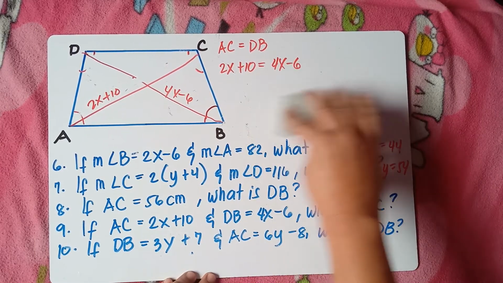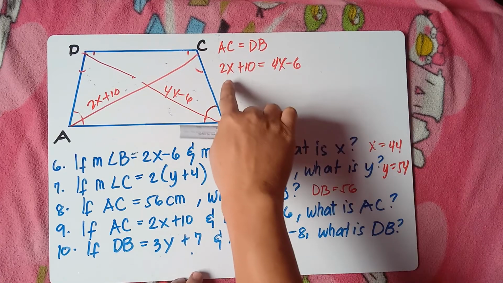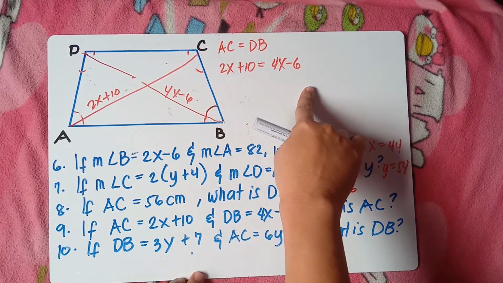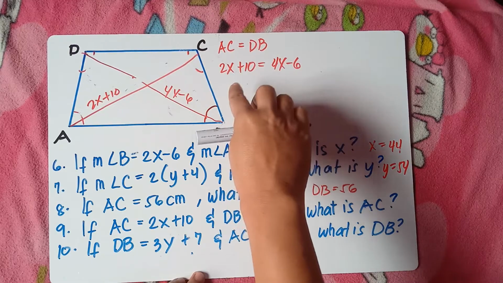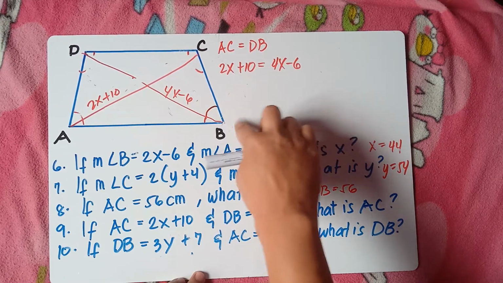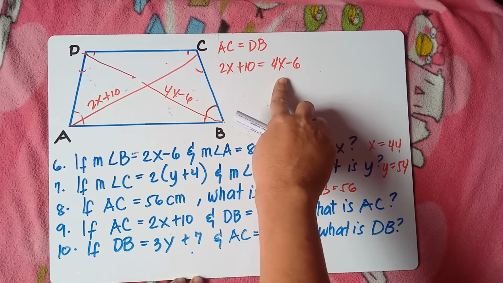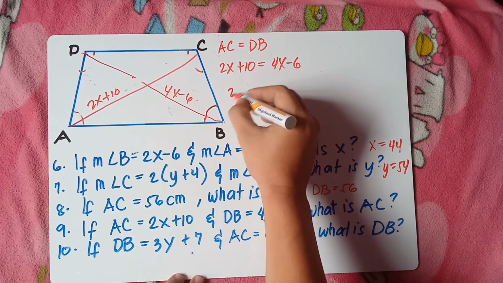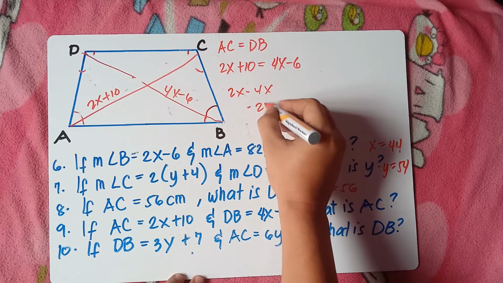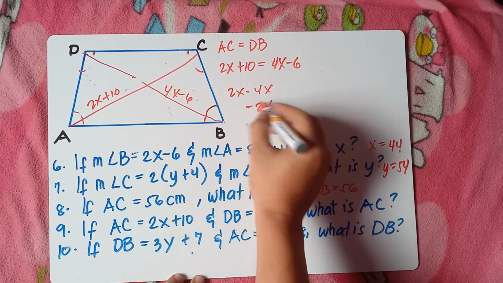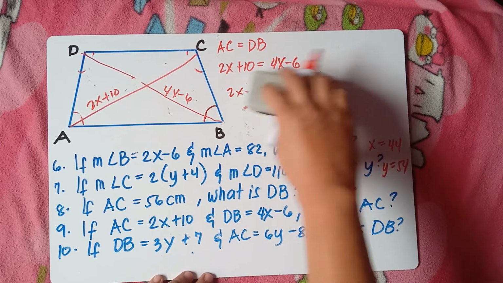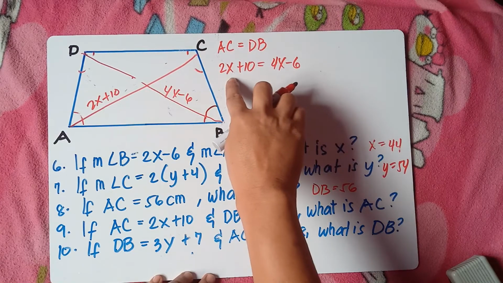So in our equation right here, we just transpose 2x from left to right to make it simple and to make our answer easier. Because if we transpose 4x from right to left, the sign will be negative, and 2x minus 4x is negative 2x. You have negative 2x, and it will be complicated for you. So just transpose 2x from left to right.